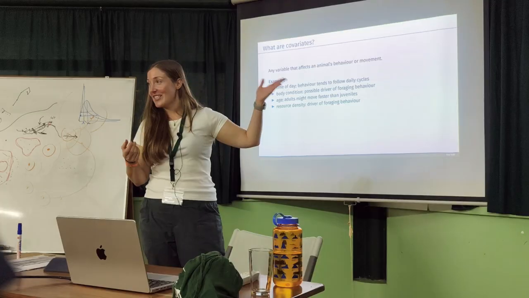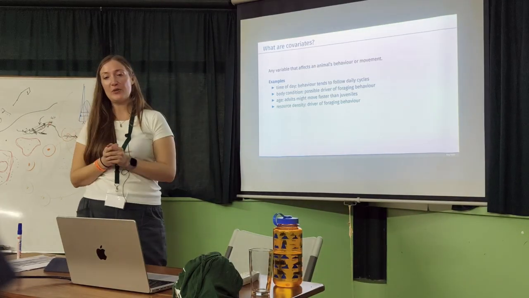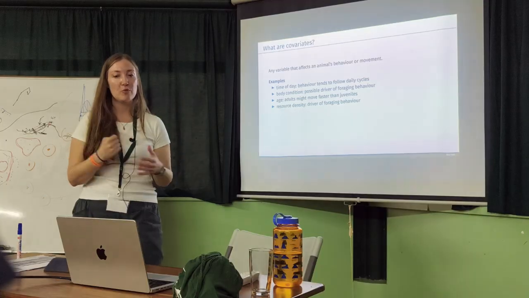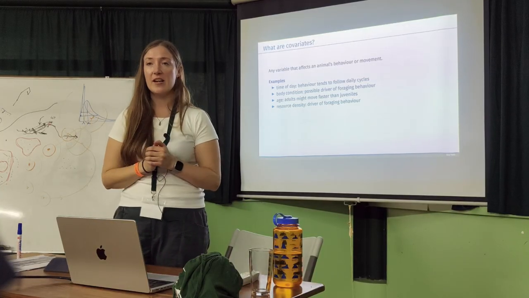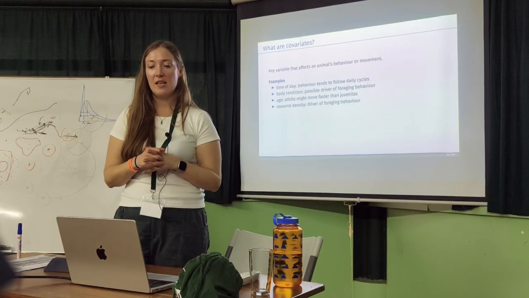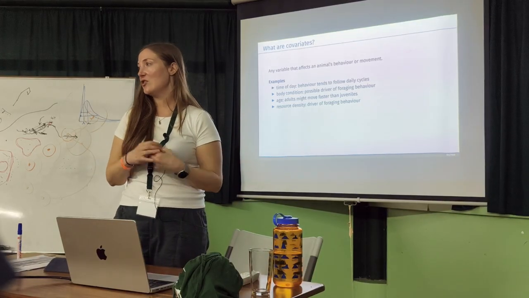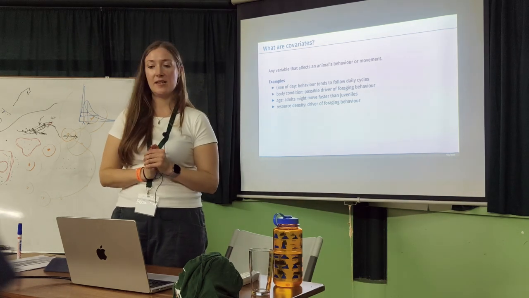This maybe seems like an obvious slide, but what are covariates? Basically, they're things that we think are going to affect the animal's behavior or their movement. So it could be things like temporal factors, time of day or year, something to do with the animal's state, like their body condition, or something to do with the animal, like their age or sex, or environmental drivers like resource density.